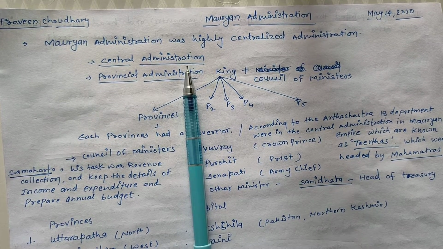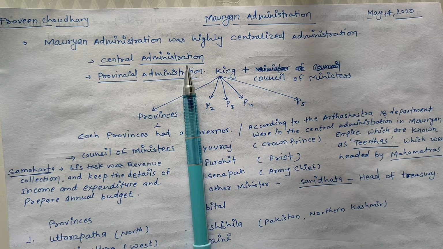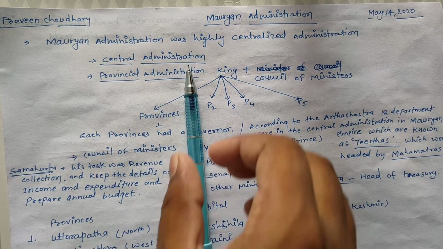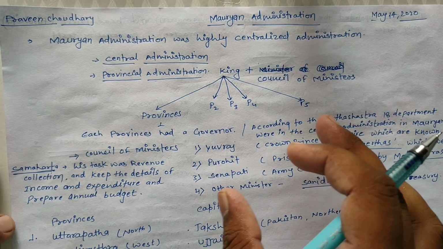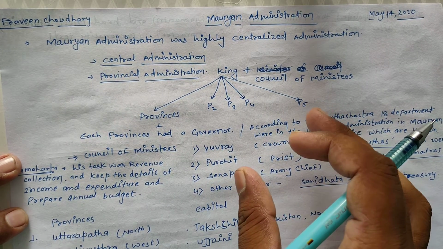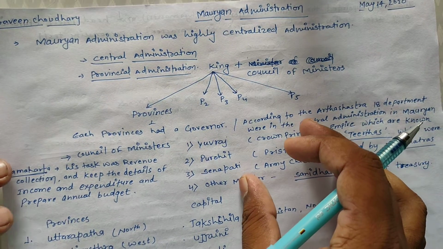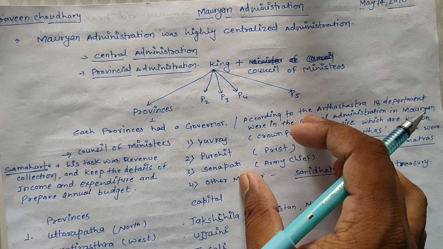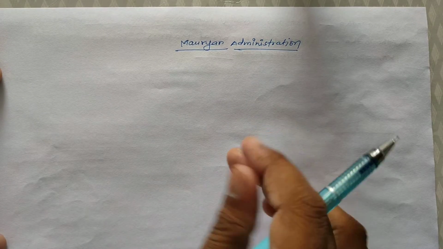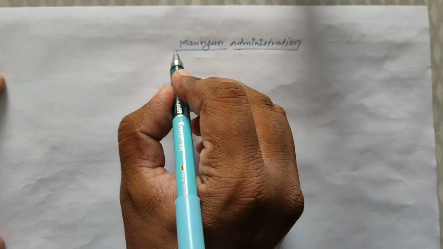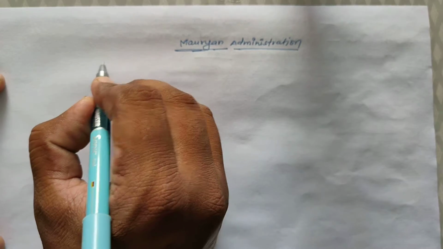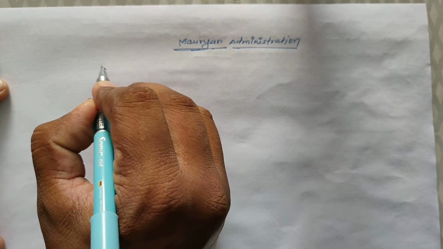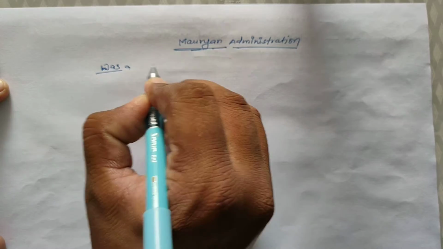For the first time in India, a centralized administrative system was set up in the Mauryan period. Despite the centralization of power, the monarch was not despotic. As we know, the Mauryan Empire was a monarchy.